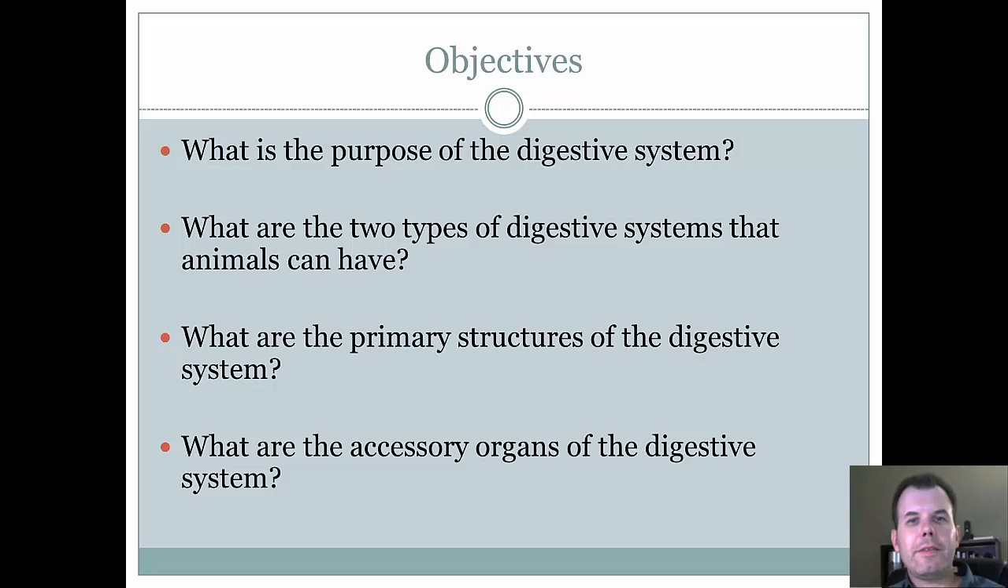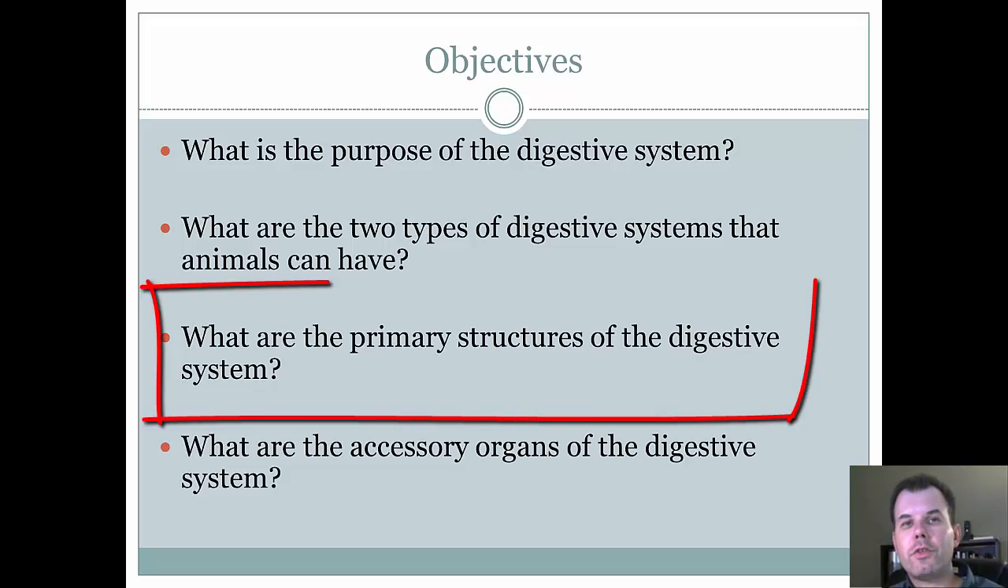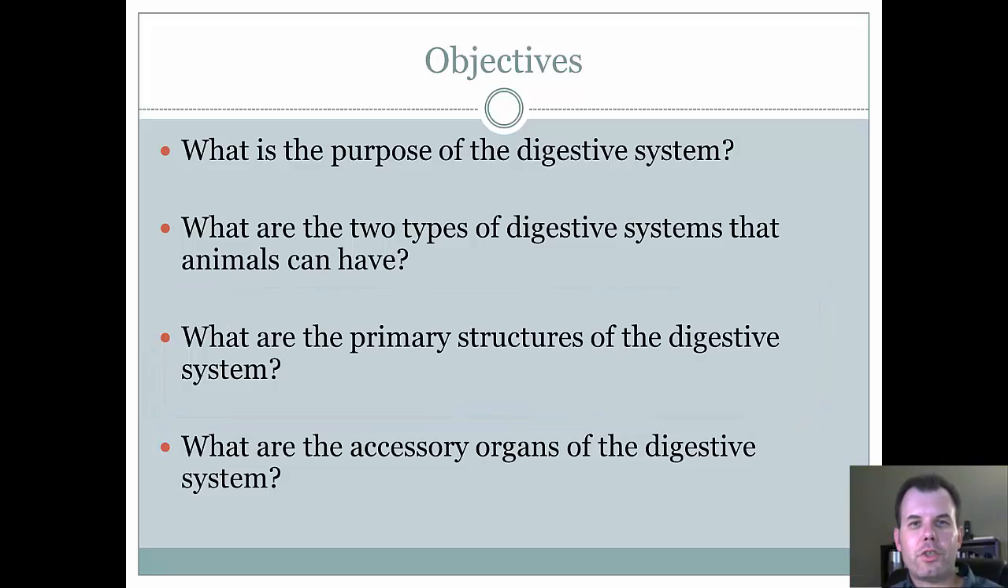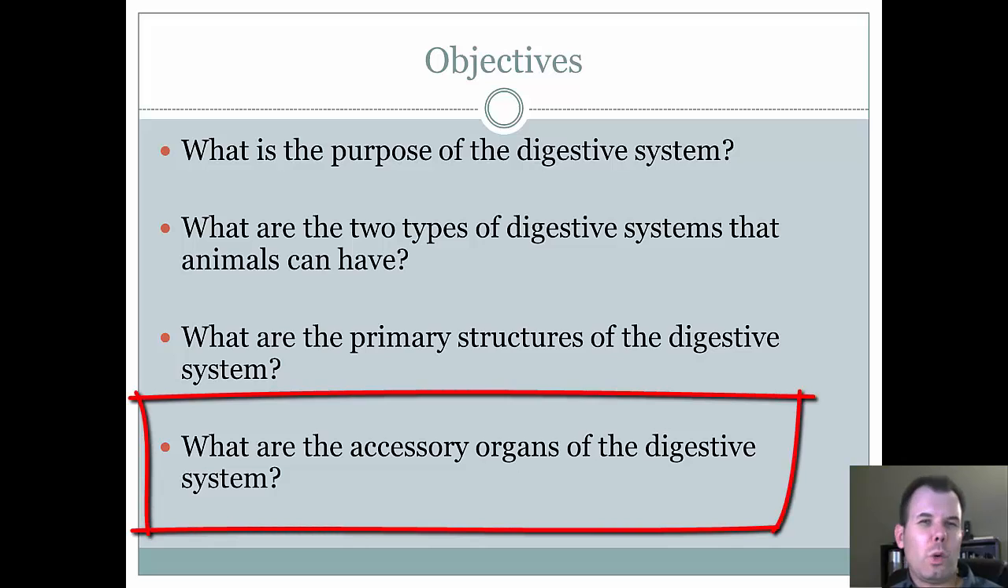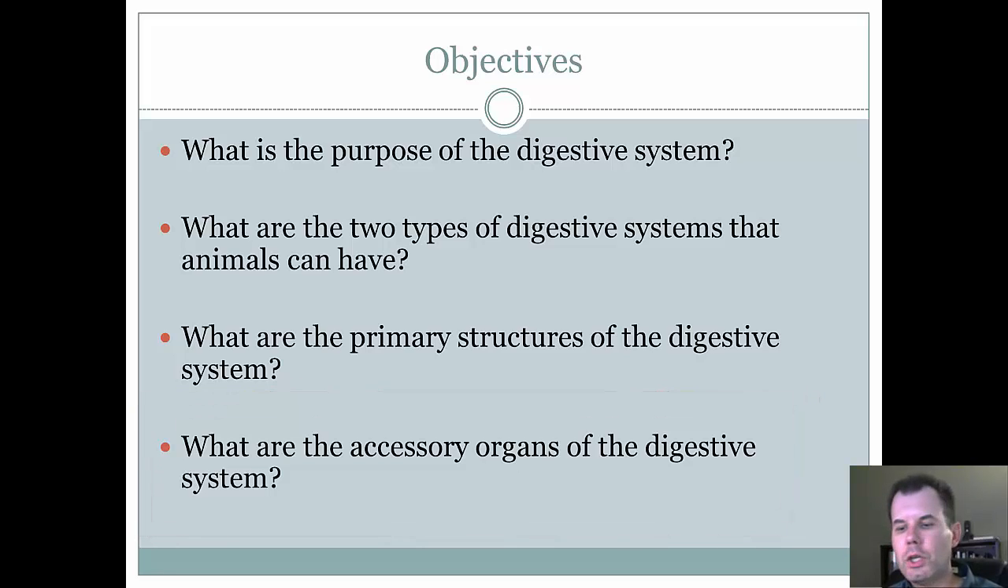Okay, we're then going to take some time and look at the primary structures of the digestive system, and by primary, I mean those strictly involved with the process and digestion of food. And then we're going to look at some of the accessory organs, or as we sometimes call it, the secondary digestive system, and that includes things like the liver, the pancreas, and the gallbladder that are used for secretions, but are not directly involved in digestion. We'll talk a little bit about those as well.